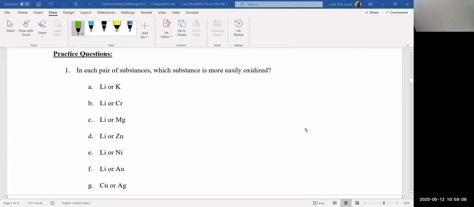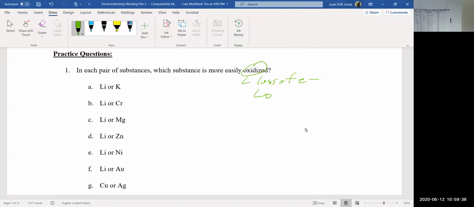So here's some practice questions. It says, in each pair of substances, which substance is more easily oxidized? More easily oxidized means loss of electrons. So you're going to be looking at all of these oxidation half reactions for lithium versus potassium. Where do you see the loss of electrons? It is the reverse reaction in the table of standard reduction potentials. If you read it backwards, from the right-hand side towards the left-hand side, those are oxidation half reactions.